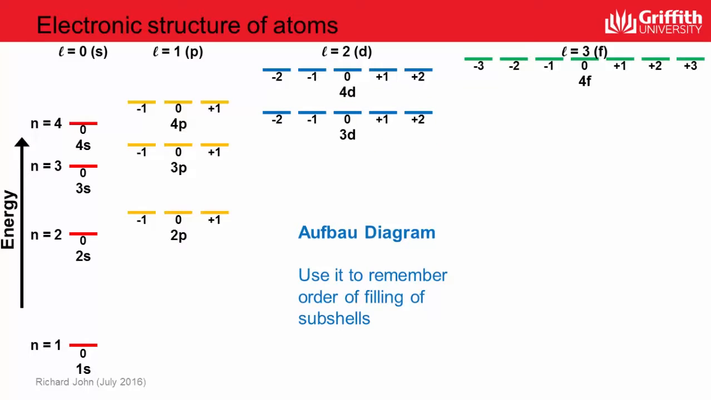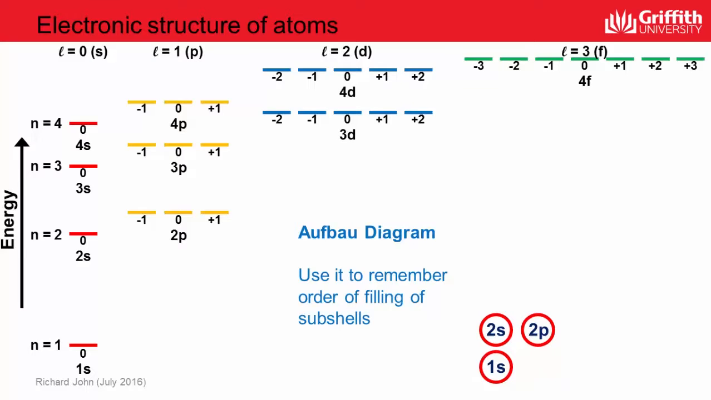And so what we can use is a simple diagram, a mnemonic diagram called the Aufbau diagram, and we use it to remember the order of filling of shells. And what we do is we start by writing out the subshell designations at each level, starting at n equals 1. And we also need to remember the order of subshell designations, s, p, d, f, as we go from left to right across the page. So we start by writing out 1s on the first line.